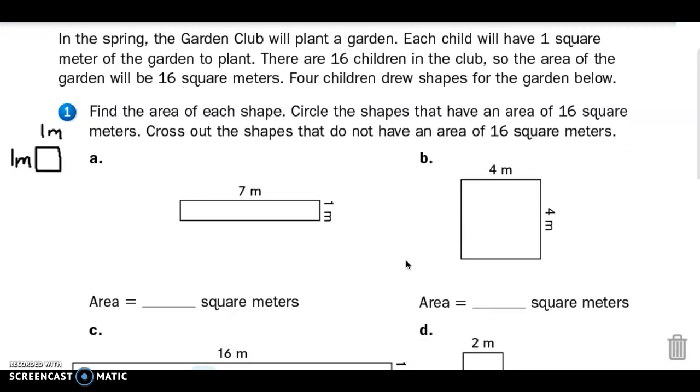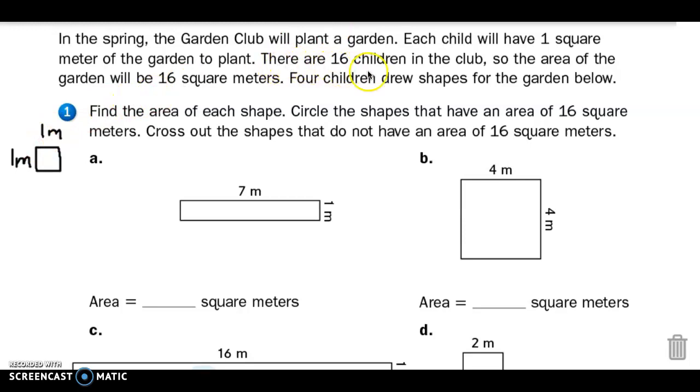This one says, in the spring, the garden club will plant a garden. That sounds lovely. Each child will have 1 square meter of the garden to plant. Okay, on the left side, I drew a tiny little box, and this side length is 1 meter, and this side length is 1 meter, so all of the side lengths are 1 meter, so this is 1 meter squared, right? 1 square meter. So it's talking about this tiny little box right here.